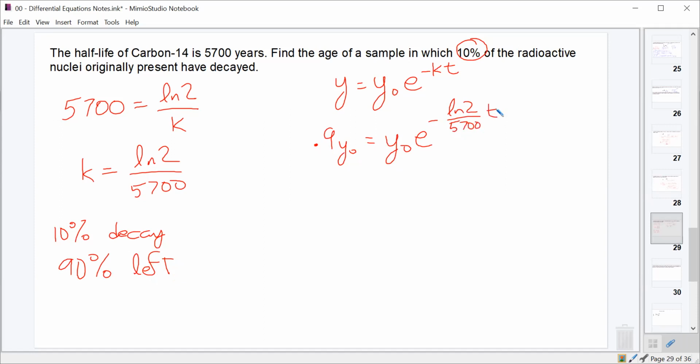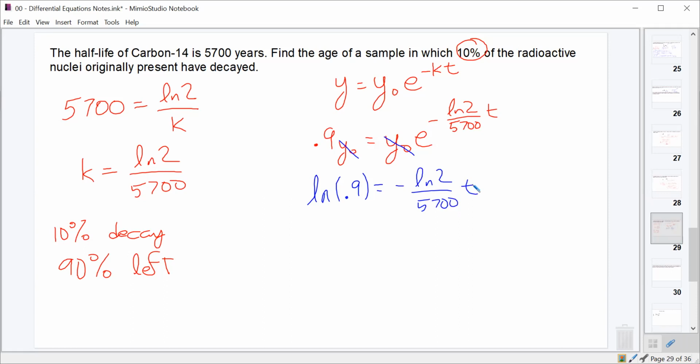And now we just have to go on and solve for t to find how old that sample is. We can divide both sides by y naught, and then take a natural log. The natural log of 0.9 should be equal to the natural log of e to the negative ln 2 over 5,700 times t, and ln of e cancels out, so we're just left with negative ln 2 over 5,700 times the time.